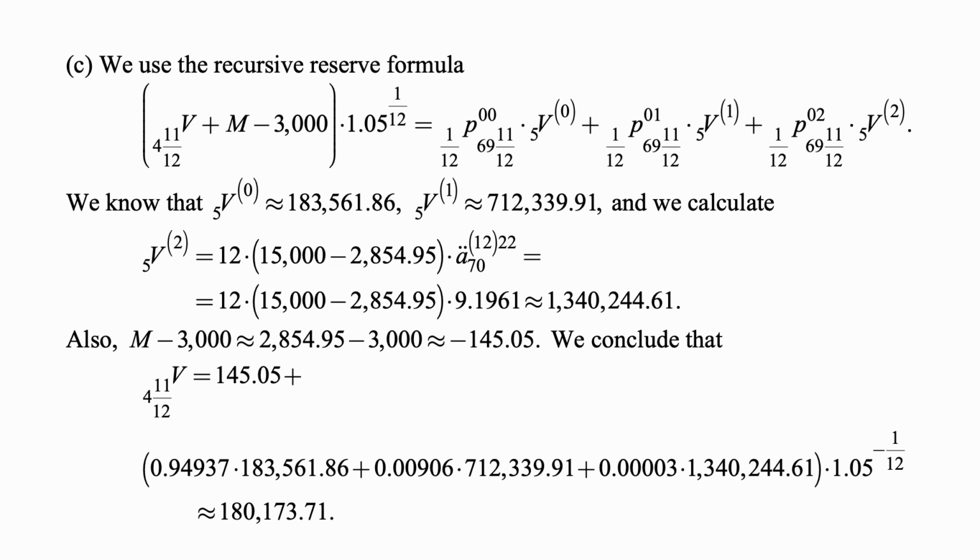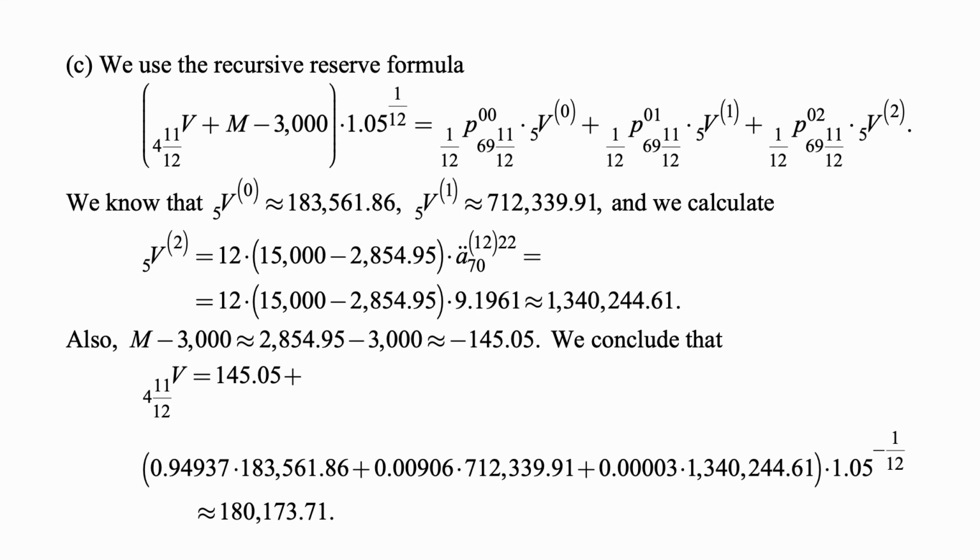145.05 plus 0.94937 times 183,561.86 plus 0.00906 times 712,339.91 plus 0.00003 times 1,340,244.61, times 1.05 to the negative 1/12.